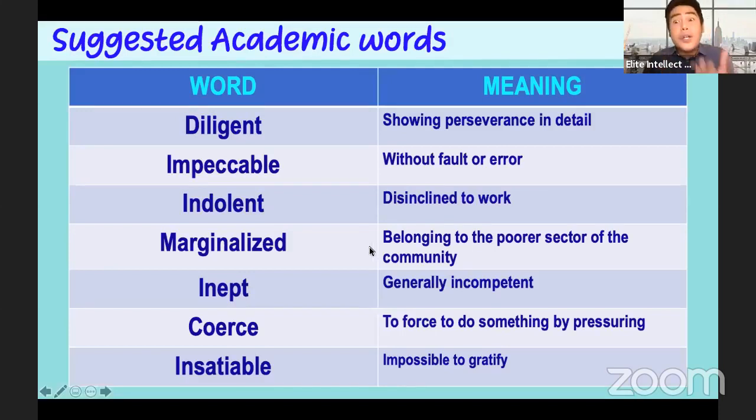What else? Coerce. Coerce is to force to do something by pressuring, okay? My friends are coercing me to take the IELTS exam. It means that they're pressuring you to take the IELTS exam. That's the meaning of the word coerce, okay?